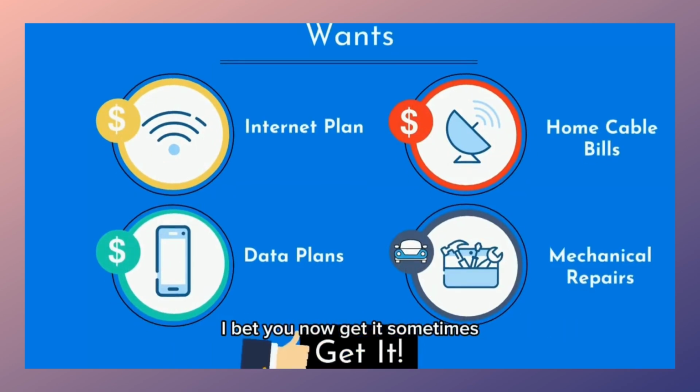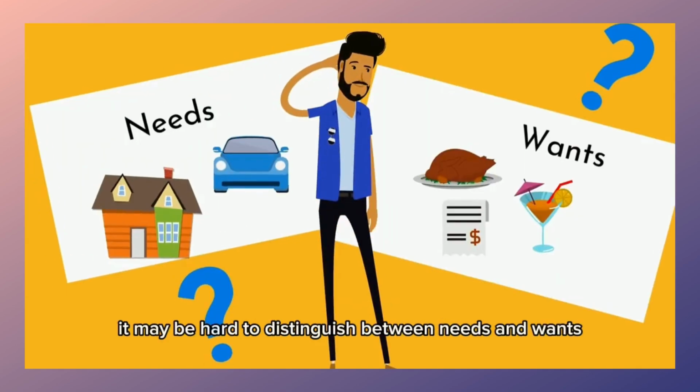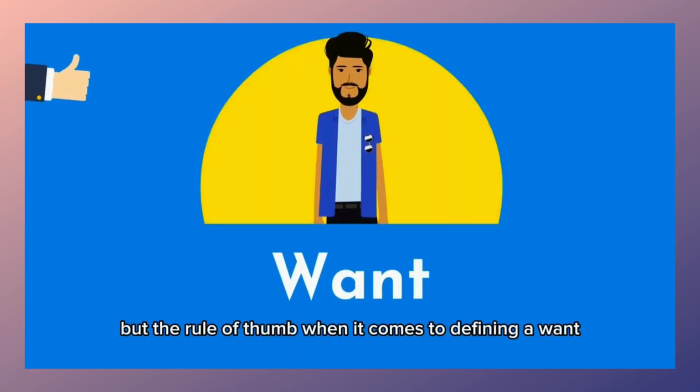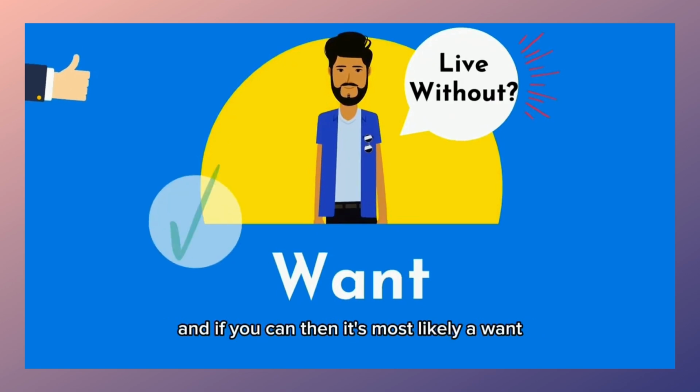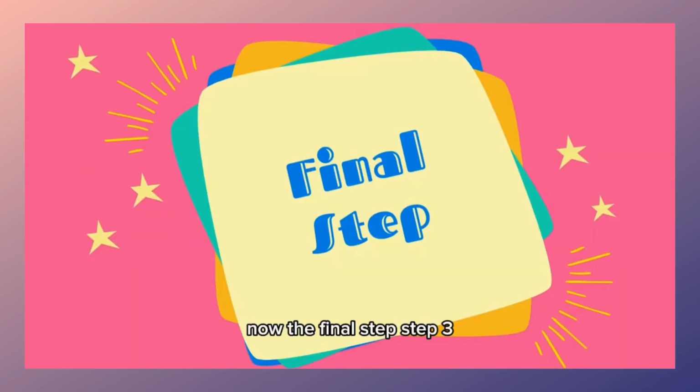I bet you now get it. Sometimes it may be hard to distinguish between needs and wants, but the rule of thumb when it comes to defining a want is by asking yourself if you can live without it, and if you can, then it's most likely a want. Now the final step.